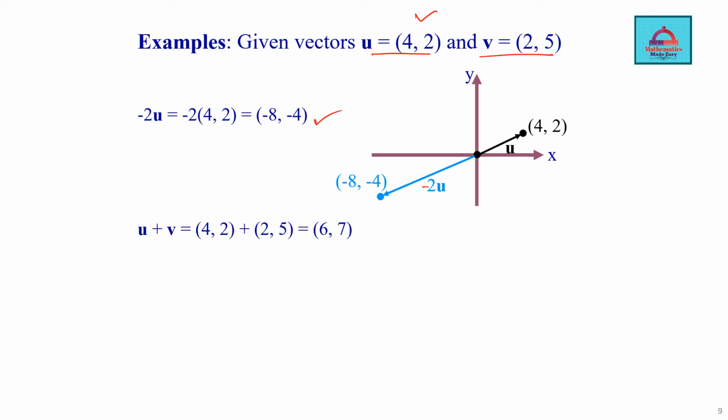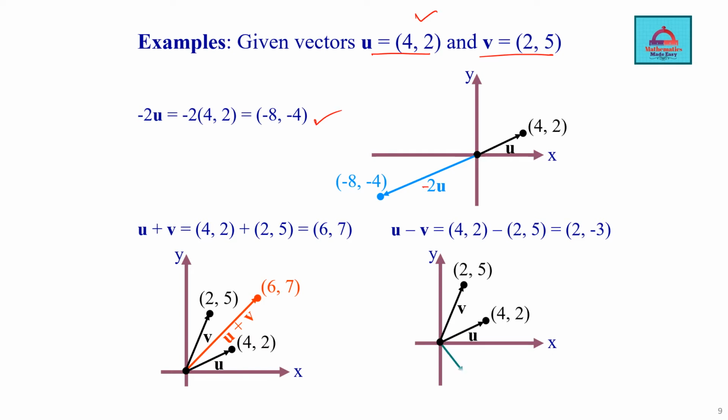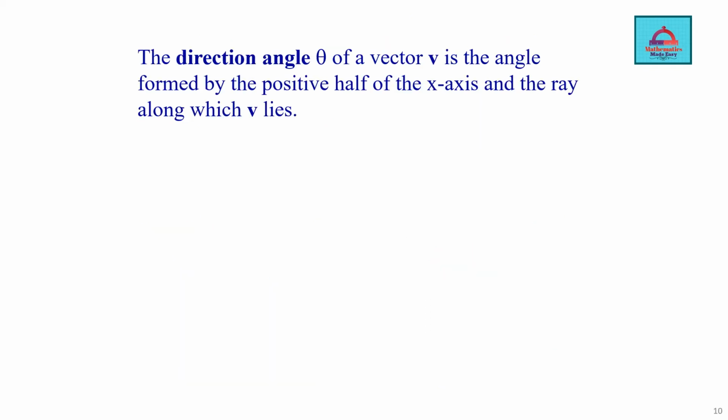Then u plus v, just add them up, so it will come out to be the resultant 6 comma 7. This is how the graph will look. You can have a look. So 2 plus 4 gives you 6, 5 plus 2 gives you 7. Similarly, for subtraction, you just subtract them and the graph will look like this. u minus v will come here, 2 comma minus 3. So this is how vector operations are done. I hope you have recalled, and let's dive into today's concept.